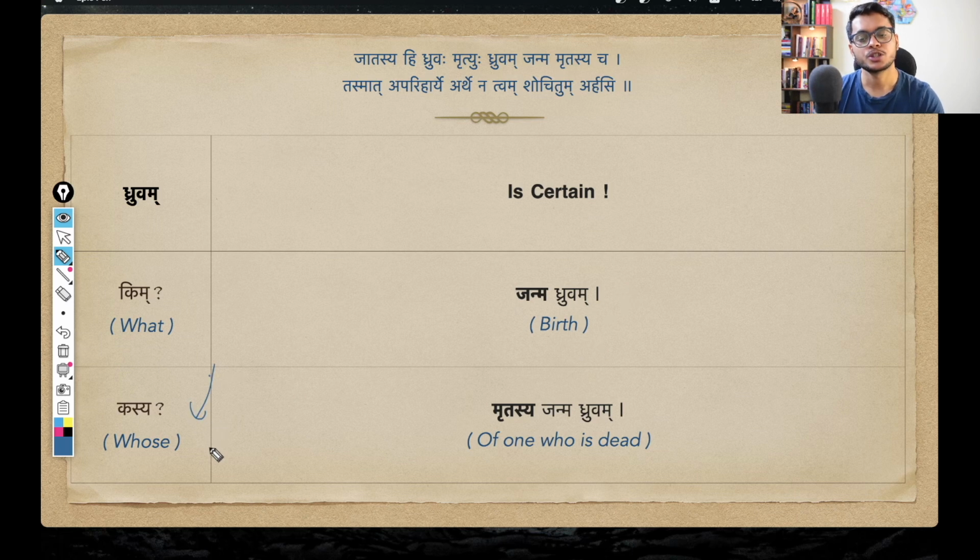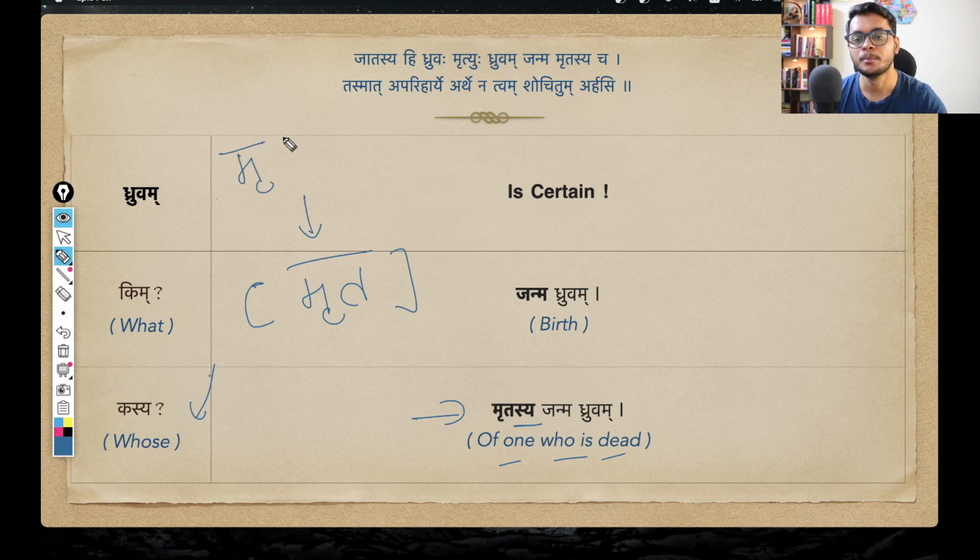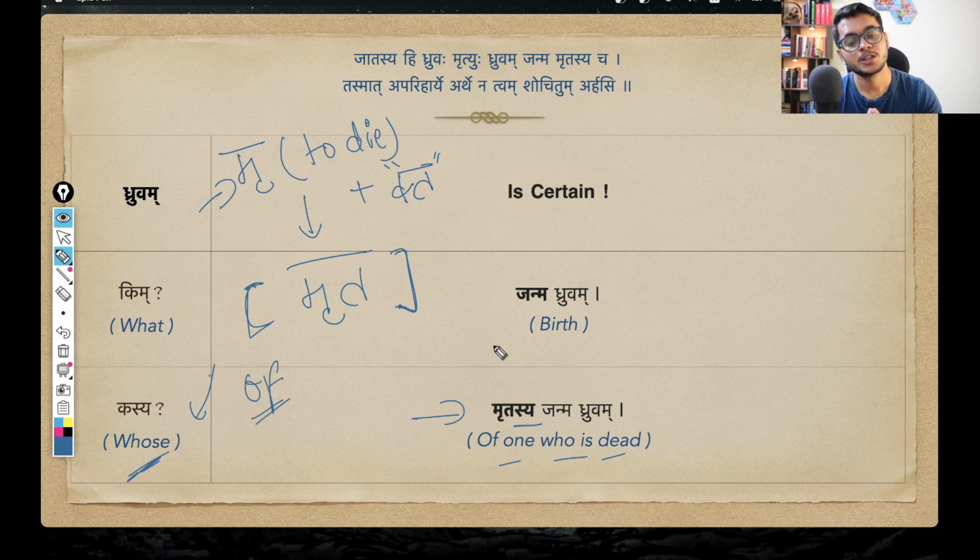And again I will ask a question, Kasya Janma Dhruvam, whose birth is certain? And in response we get Mritasya Janma Dhruvam, Mritasya. This is again coming from the Pratipadika Mrita. Mrita is someone who is dead. And this Mrita, just like Jata, can also be derived from a Dhatu, Mri Dhatu. Mri Dhatu means to die. This particular Dhatu is modified using Ta Pratyay. So when this Dhatu is modified using Ta Pratyay, Mrita is the Pratipadika we get, that denotes anyone who is dead. Okay, so Shashti Vibhakti Ekvachanam form, Mrita also changing into Mritasya.